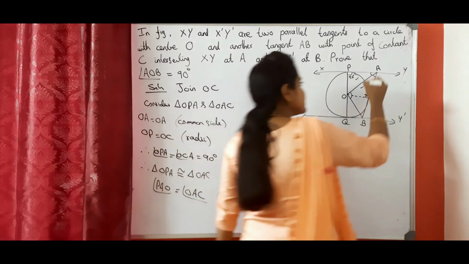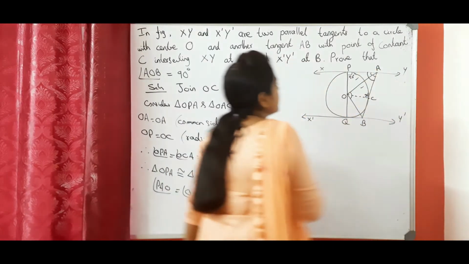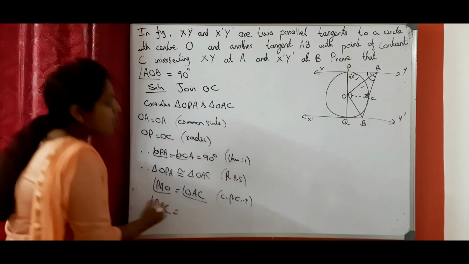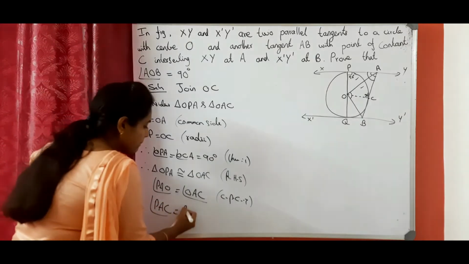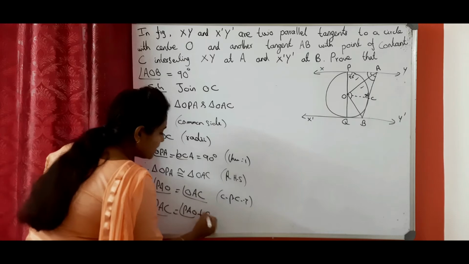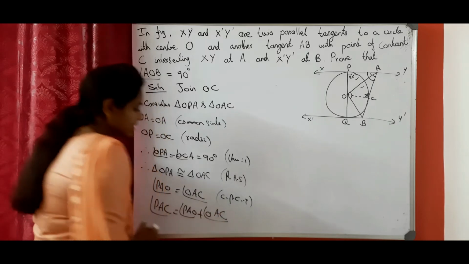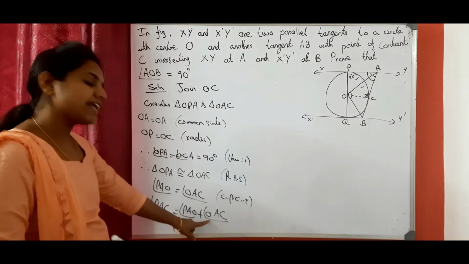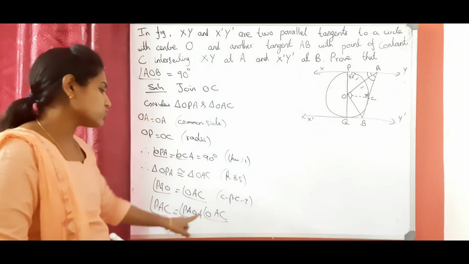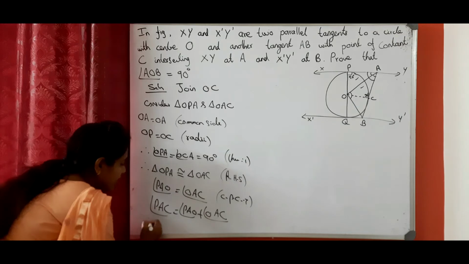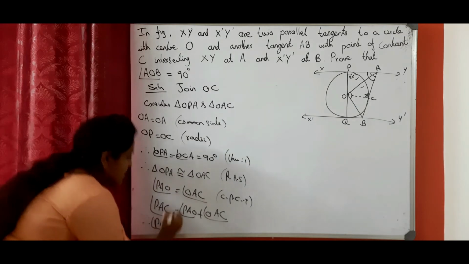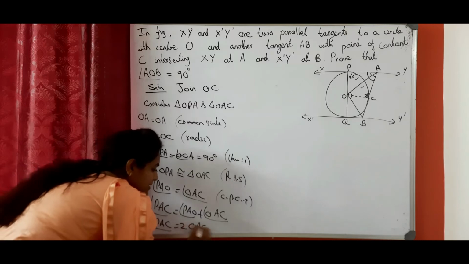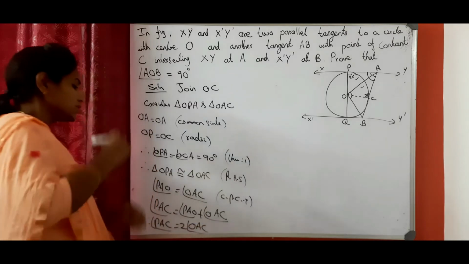So now we consider the full angle PAC. PAC equals what can we write? PAO plus OAC. So instead of PAO, we can write again OAC. We will get 2 times. Therefore, PAC equals 2 times angle OAC.